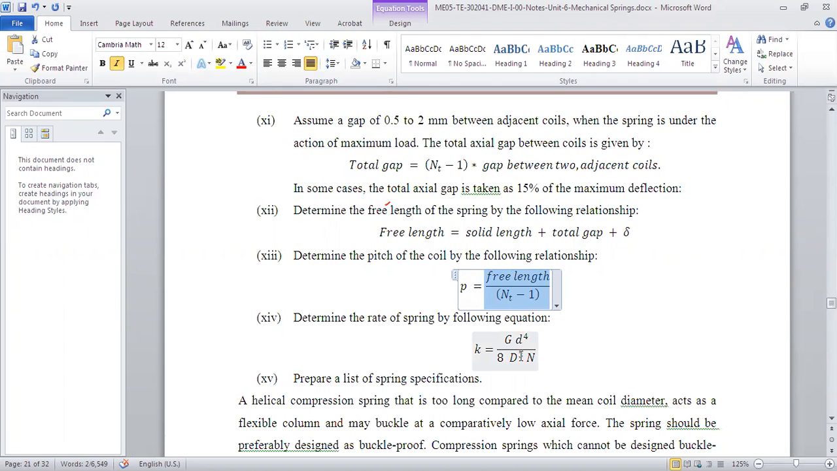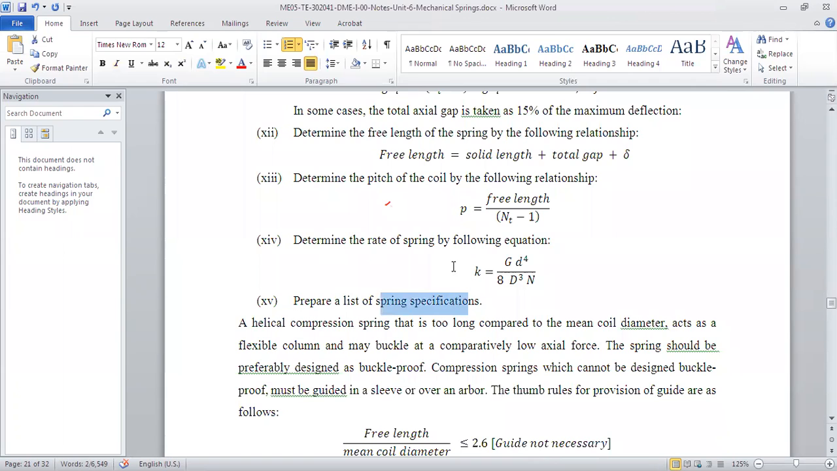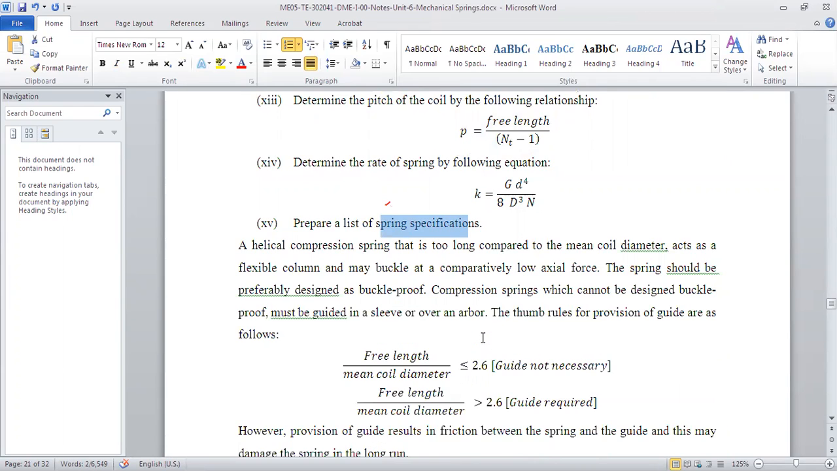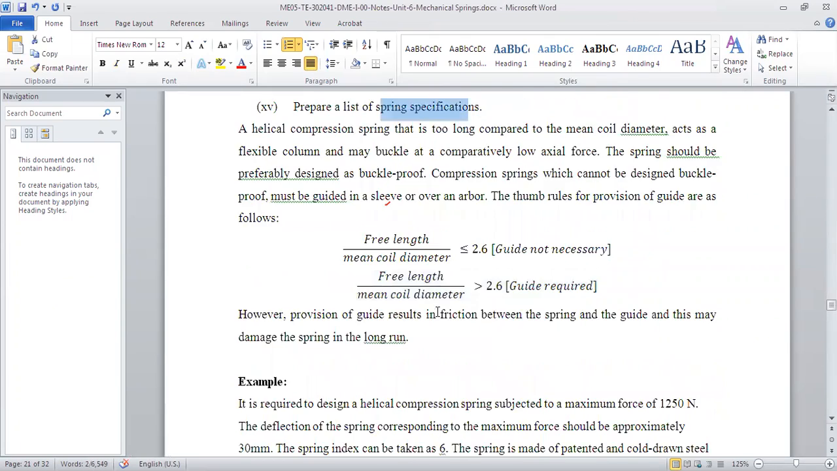Now this stiffness we have calculated, but because the values have changed in between, the stiffness of the spring is G d to the power 4 upon 8 D cube N, because N is changed because of the type of ends. So we will calculate the stiffness, and then depending on whatever outputs we have got, we will put all the specifications and complete the design of the spring. Okay, so this is how we will do the design.